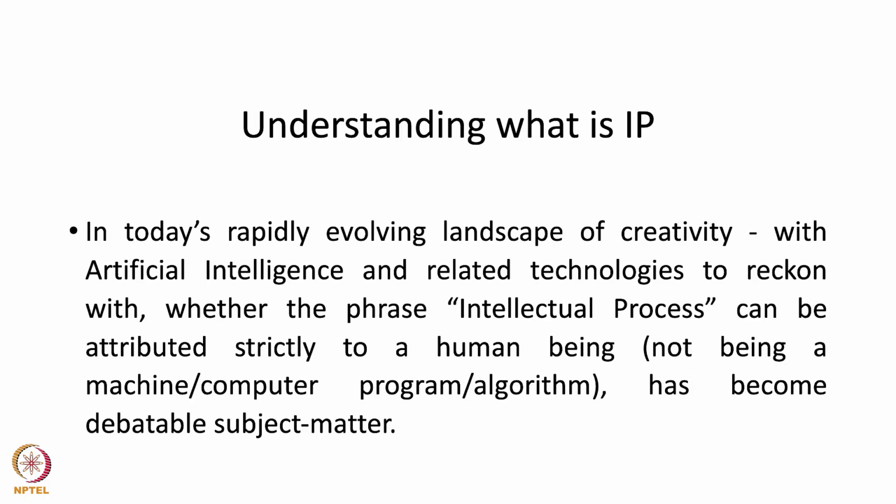In today's rapidly evolving landscape of creativity, we can see how artificial intelligence and machine learning play a role. What is an intellectual process can be attributed to things that are done strictly by human beings. There are issues being raised about how we could patent or protect the products that are coming out of artificial intelligence and machine learning. Currently, an intellectual process is confined to the products that come out of human creative labor.